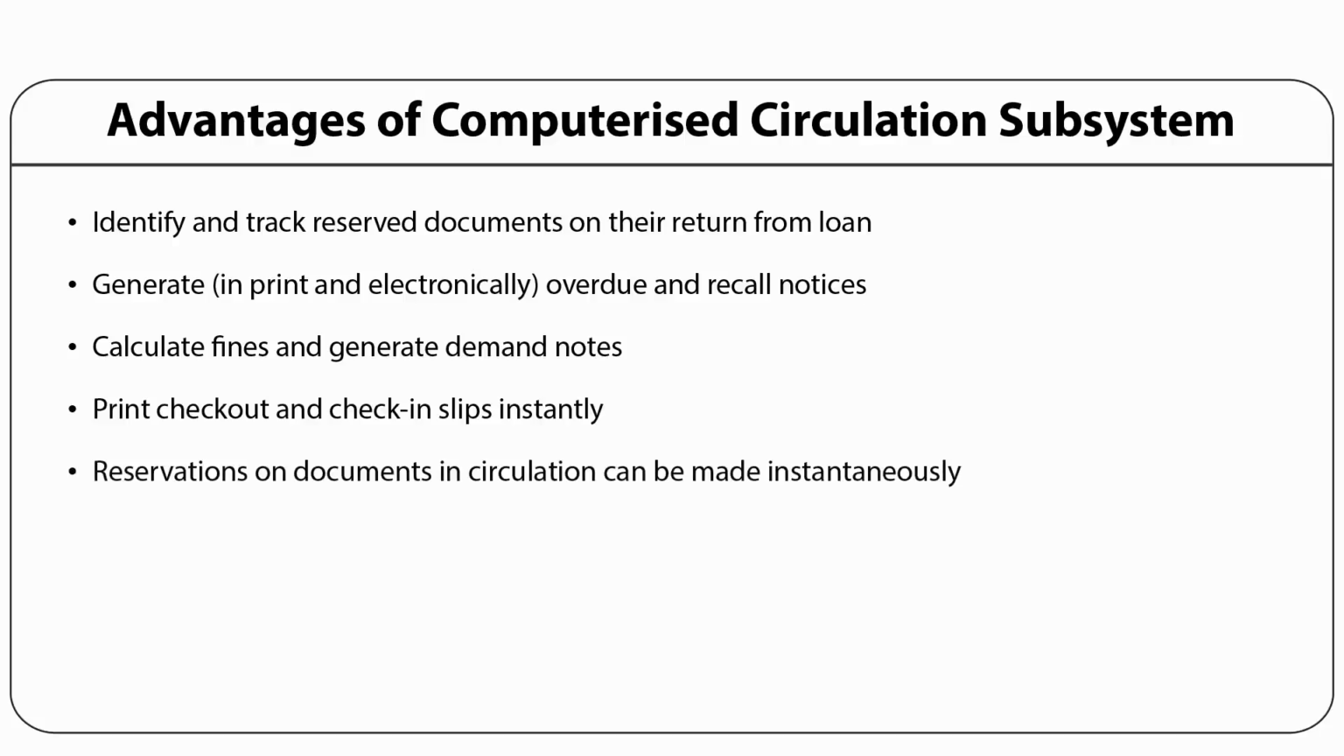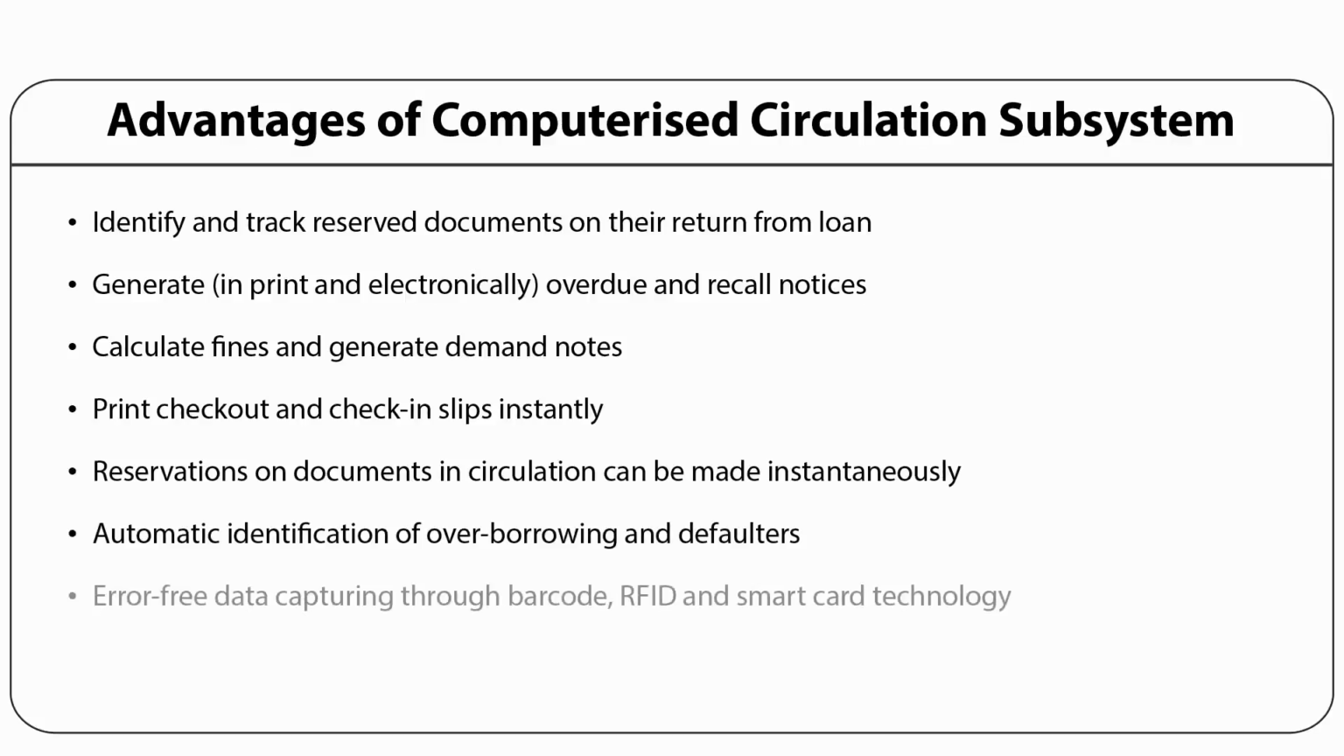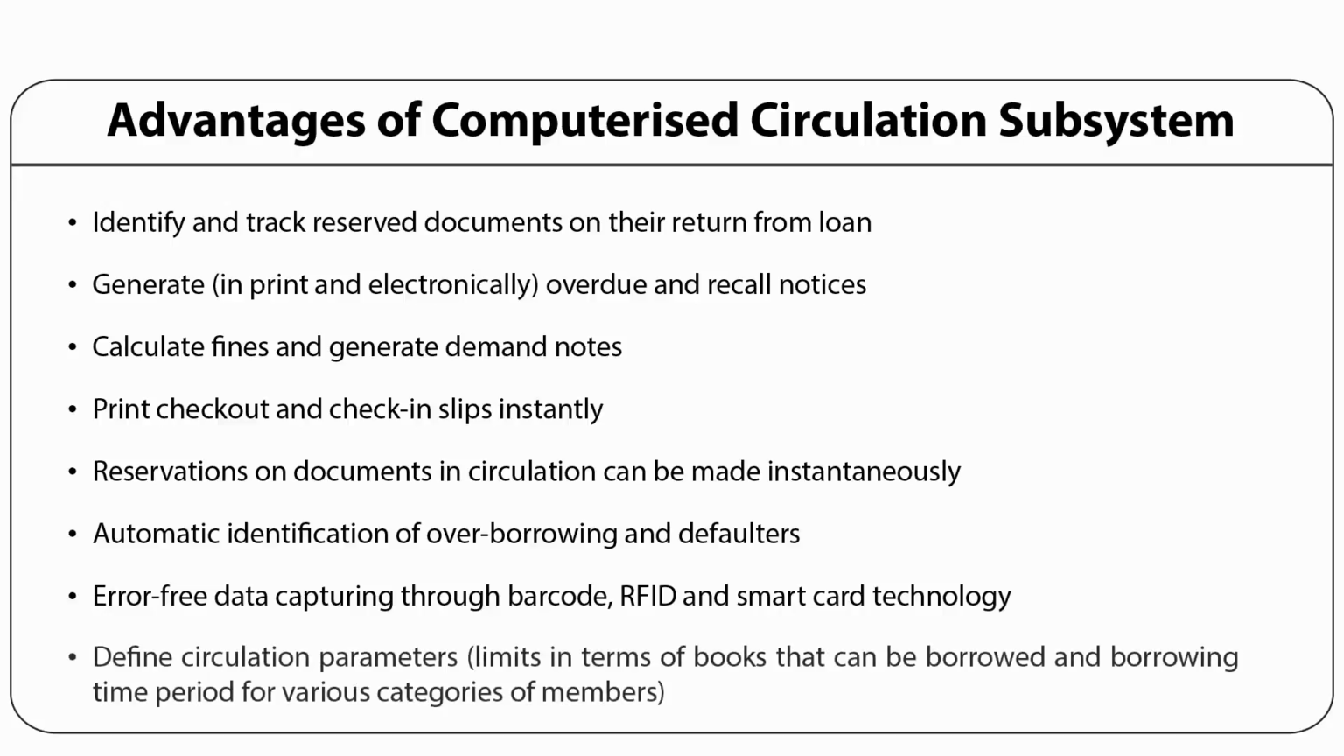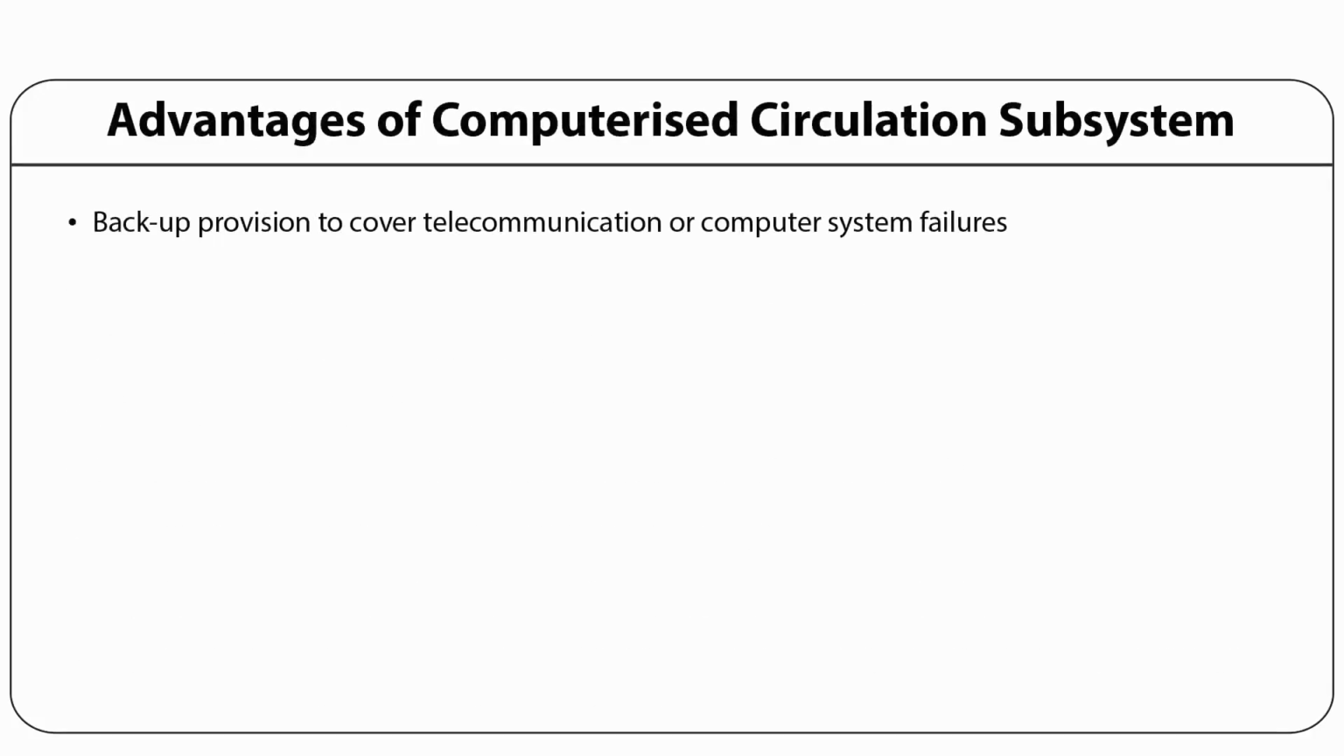Reservations on documents in circulation can be made instantaneously. Automatic identification of overborrowing and defaulters. Error-free data capturing through the barcode, RFID and smart card technology. Define circulation parameters, that is limits in terms of books that can be borrowed and borrowing time period for various categories of members. Backup provision to cover telecommunication or computer system failures.